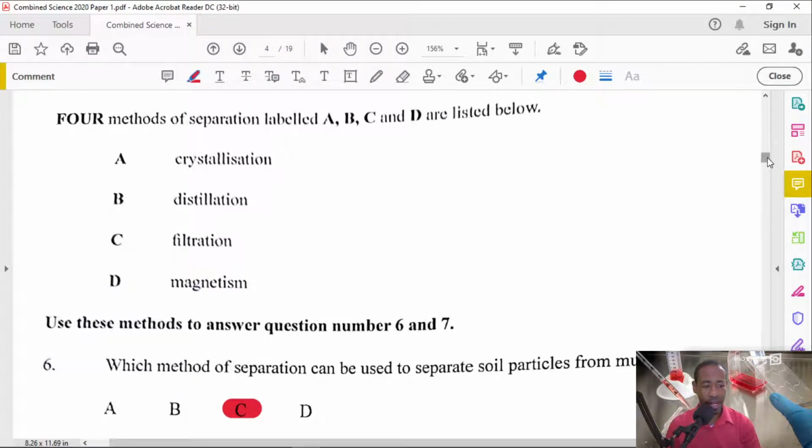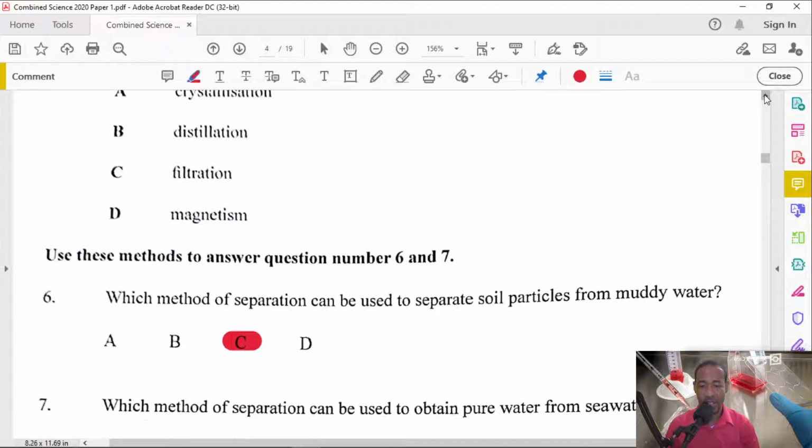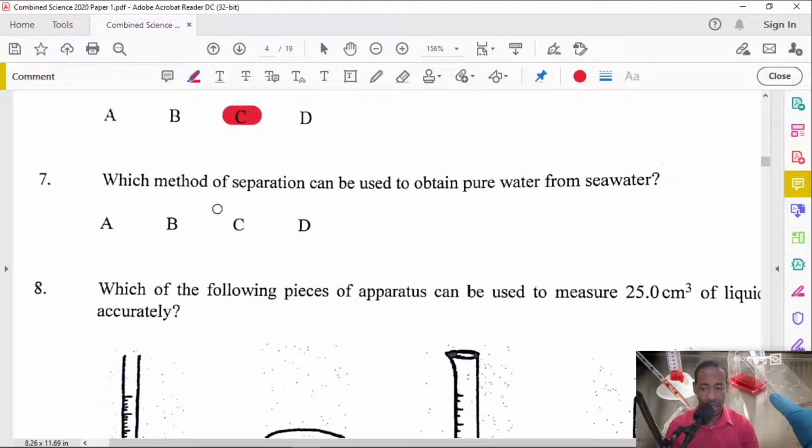Let's look at question number 7. Question number 7 reads, which method of separation can be used to obtain pure water from seawater? In this case, we cannot use filtration. The best method to use here is distillation. So question number 7 will be option B. All right. Now question number 8.